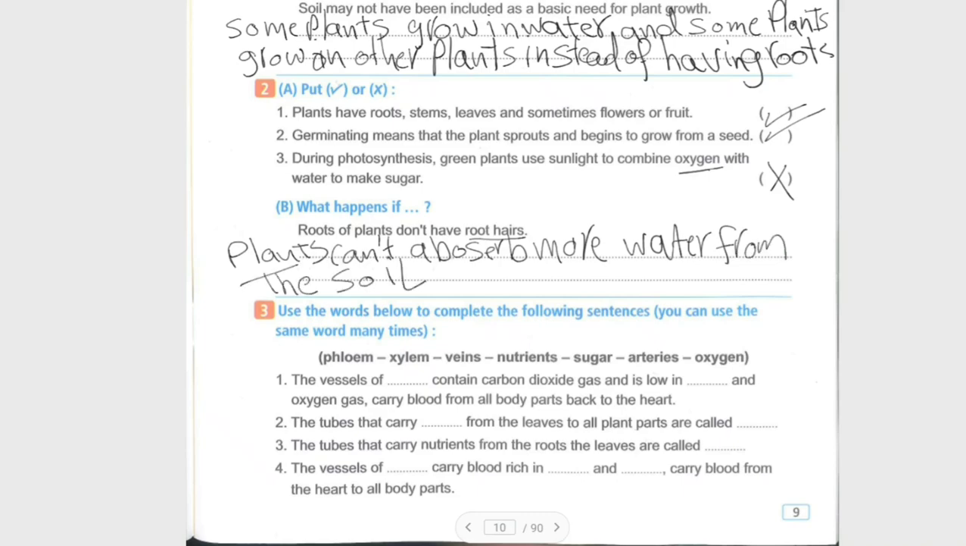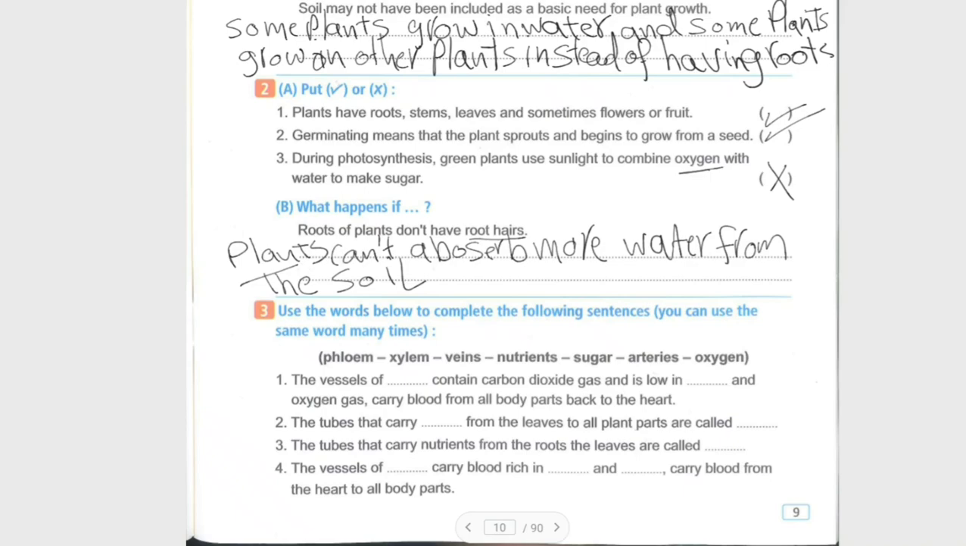Okay. Number 3, use the words below to complete the following sentences. You can use the same word many times. Okay. I have the phloem, xylem, veins, nutrients, sugar, arteries, and oxygen.